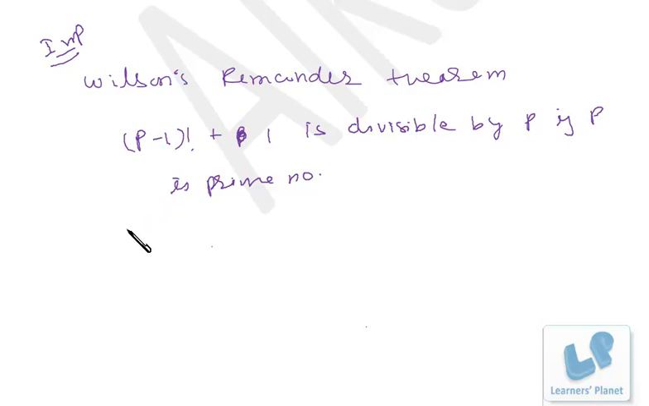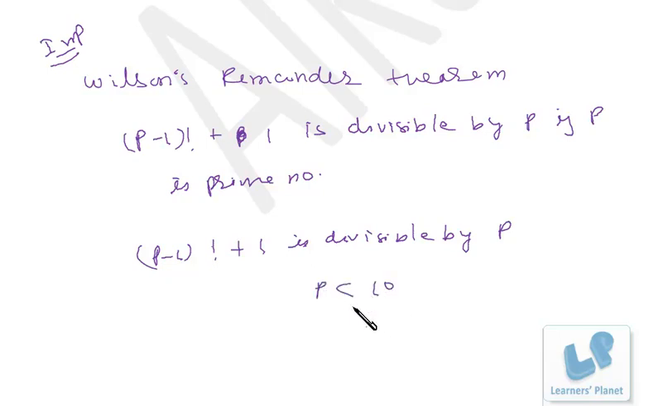So the practical application I would like to discuss over here. The question says (p minus 1)! plus 1 is divisible by p. How many values are possible for p if p is less than 10? Okay, this is the question. Now (p minus 1)! plus 1 is divisible by p. How many values can p take if p is less than 10, right?